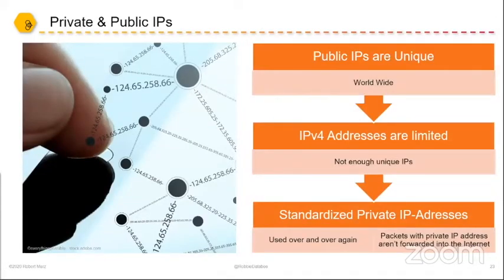Okay, so I told you that networking in the Oracle Cloud is IPv4 only. And there are public and private IP addresses. The public IP addresses are unique. And when I say unique, I mean worldwide unique. So you probably heard that those public IP addresses are limited and that we are at the end of the available space for public IPv4 addresses.